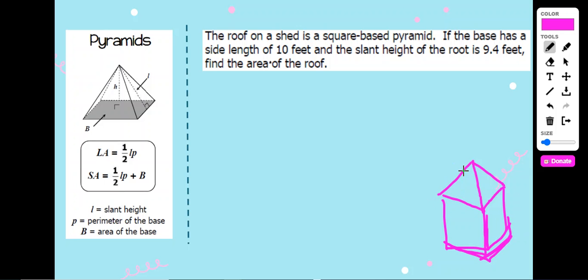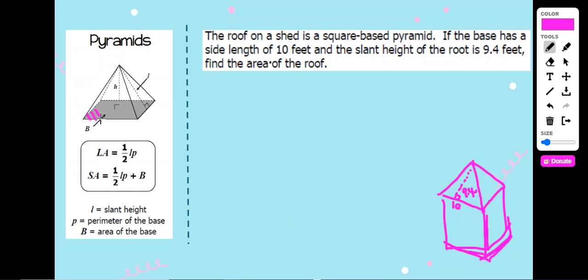All right, so we're talking about the roof portion. If the base has a side length of 10 feet, okay, so we know that's 10, and the slant height is 9.4, all right, 9.4 helps to label. Find the area of the roof. Cool beans, we can do that, all right? So we know that the surface area is going to be equal to this. However, because it is a roof, there is a portion of this area I do not need. We are talking about only the roof.